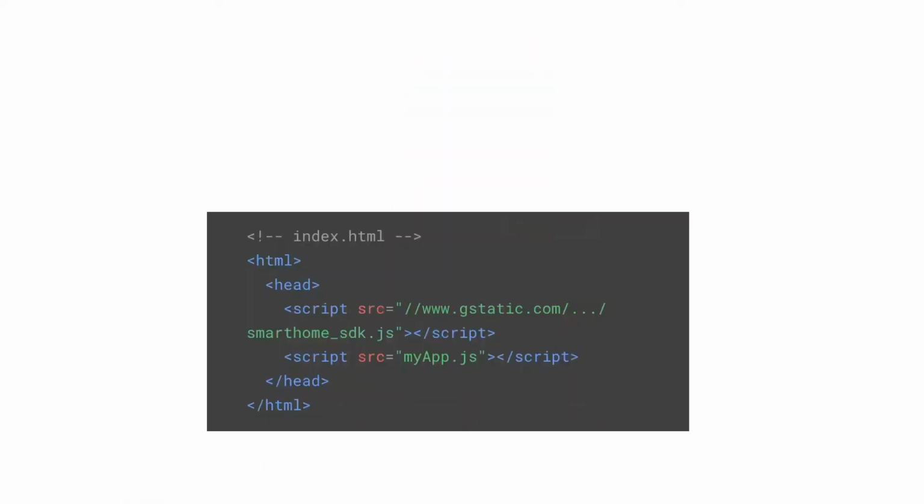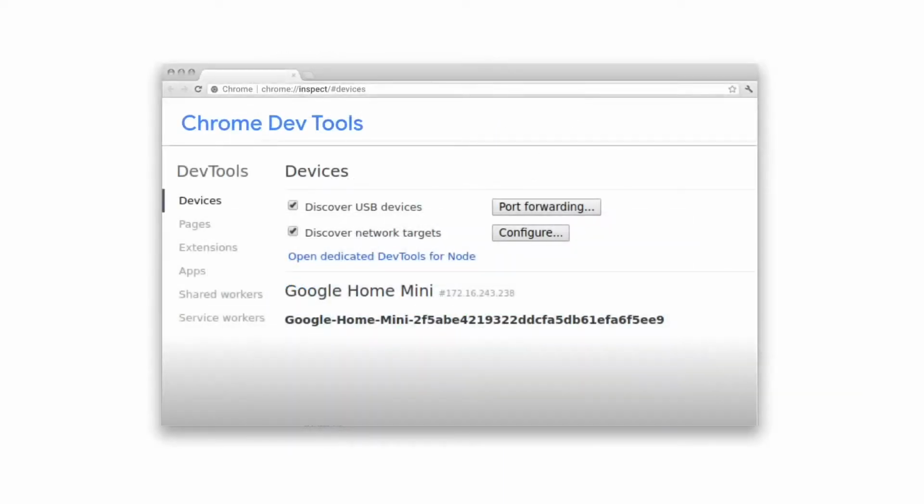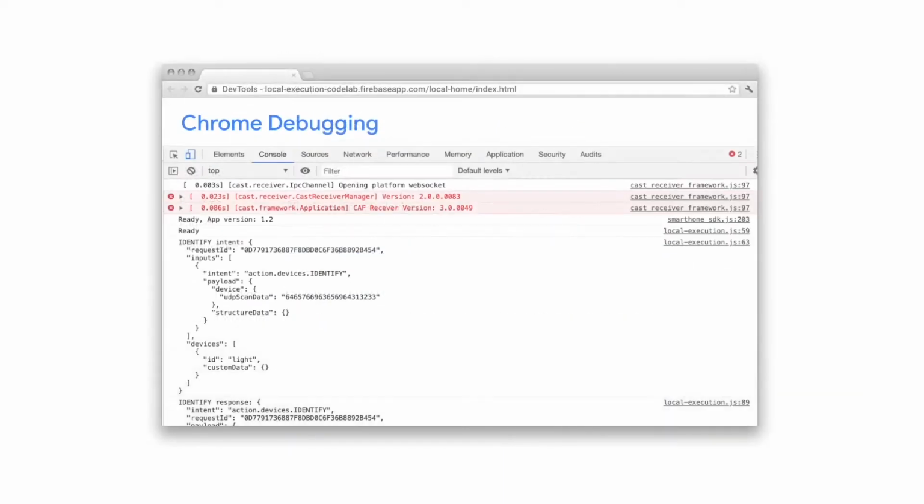By configuring the on-device testing settings in the console, you can quickly load your app onto a Google Home or Google Nest device. You can then use the Chrome inspector to test and debug your application. Chrome dev tools make it easy to identify any errors, helping to speed up the development cycle.